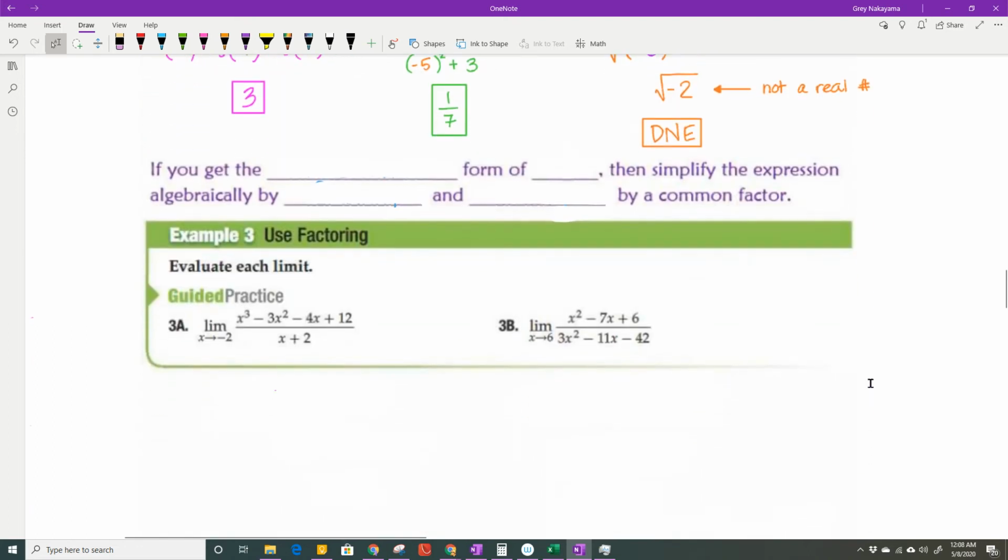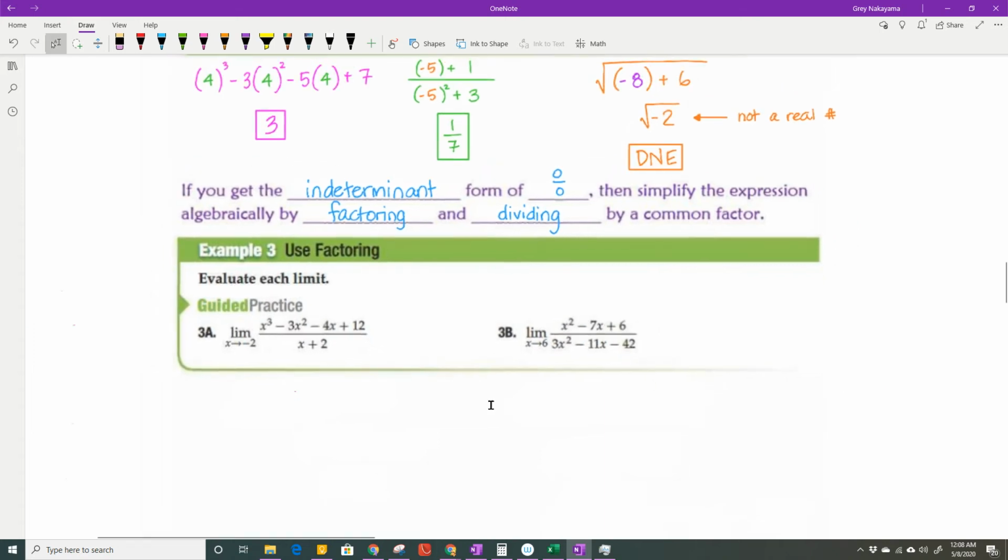Okay, so sometimes when you plug in and use direct substitution, you get an indeterminate form of 0 over 0. Then you need to simplify the expression algebraically by factoring and then dividing by a common factor. So I have the limit as x approaches -2 of x cubed minus 3x squared minus 4x plus 12 all over x plus 2.